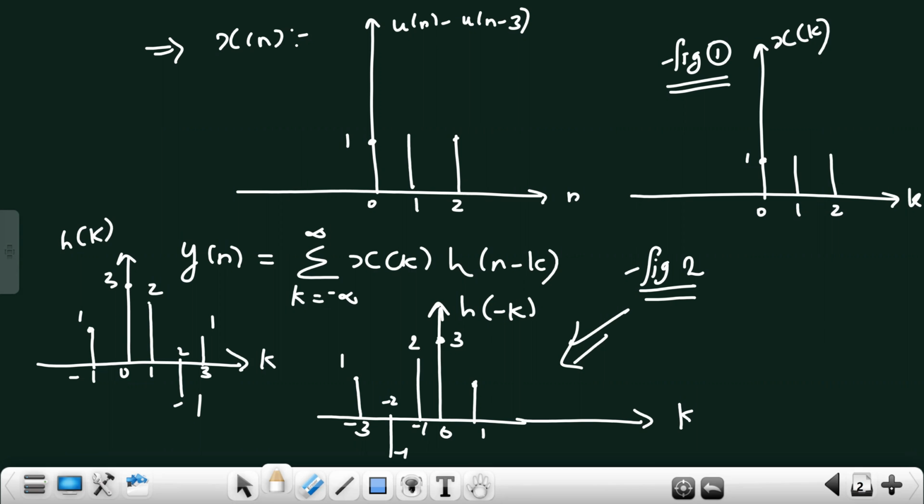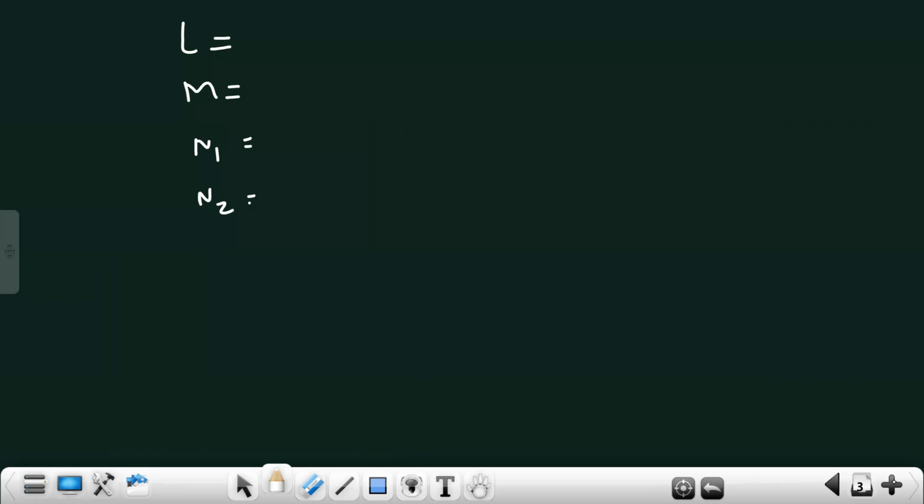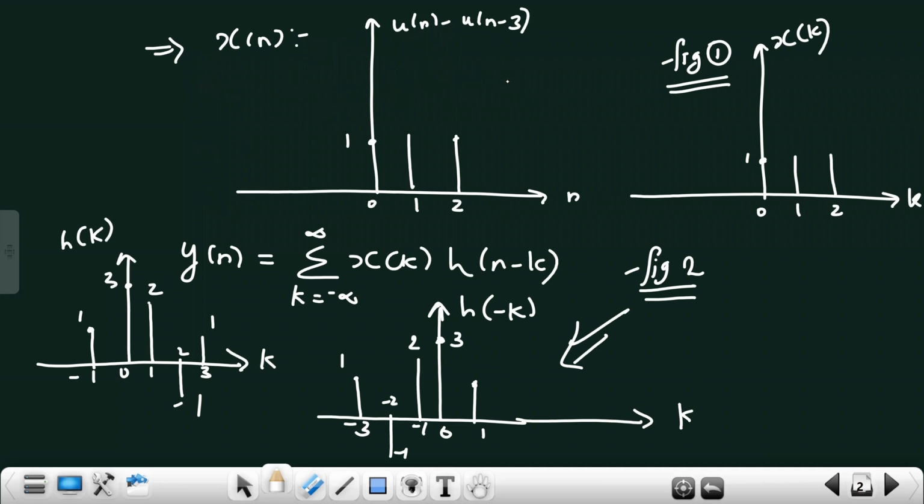So after plotting h of minus k, the next thing is you need to write the values L, M, N1, N2. So what is L? In the last class, I told you what L is. L is the length of x of n. Observe the graph that you have plotted as x of n and tell me the length. The length means how many samples are there in x of n.